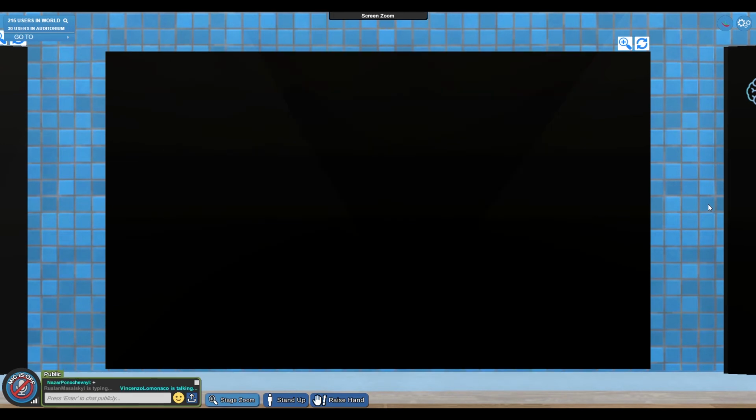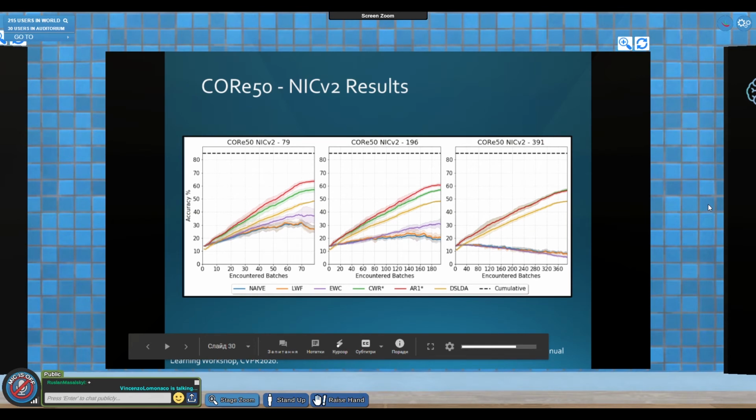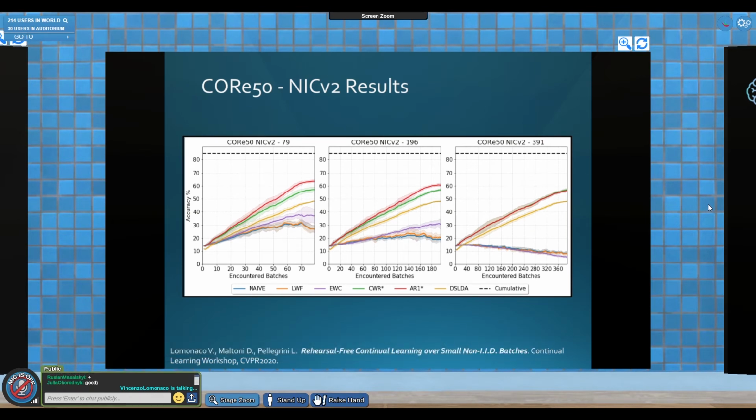To slide 30. I hope you got a feeling at least of what this strategy is doing. Now we are seeing the results of this approach in slide 30. It is the solid red line, CWR star. You can see that on these three protocols, from left to right, the strategy is working very well with respect to the state-of-the-art rehearsal-free strategies. All these strategies don't use an external memory.